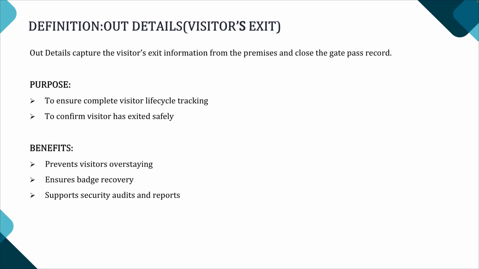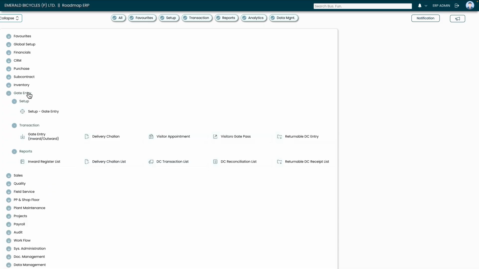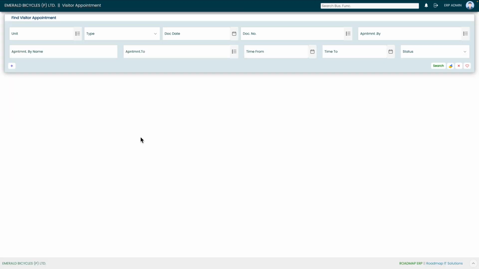Now let's move on to our login page in order to create a visitor appointment and move on to our gate pass. Here on the login page, enter a username, enter a password, and click on login. Now click on gate entry, and under transaction you have visitor appointment. Click over it. This is the visitor appointment screen, where you can create a document and search for documents that have been created.